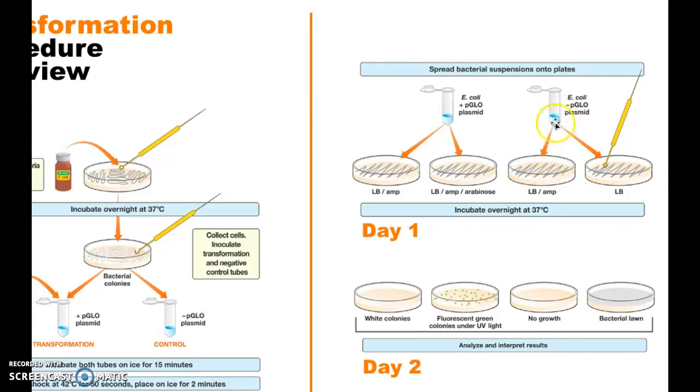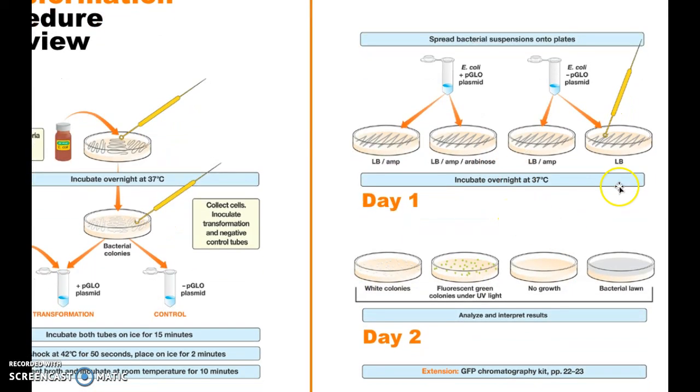And then we're going to put this same E. coli bacteria without the pGLO gene onto the LB AMP plate. And then you're going to put the E. coli bacteria with the pGLO onto LB AMP, and then LB AMP and the Arabinose plate.